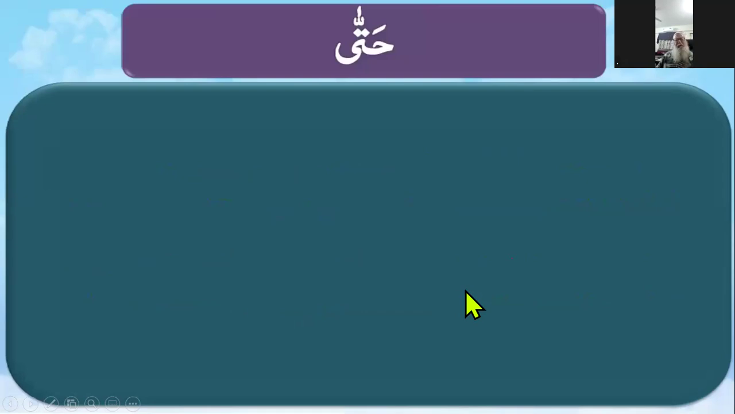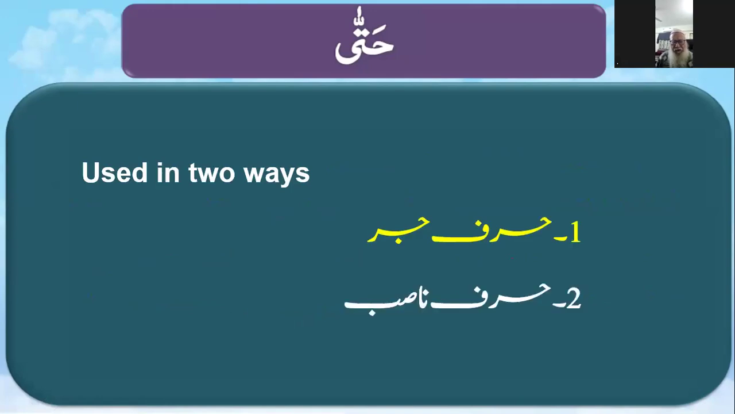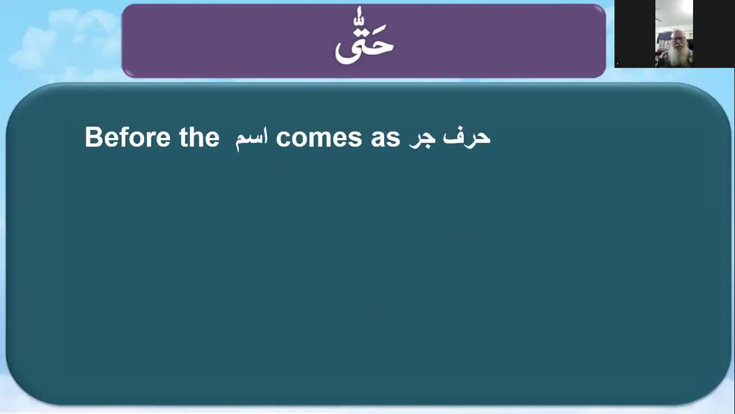Hatta. Hatta is a very different word. It comes as a harf jar. It comes as a harf nasb, giving the nasb. It also comes as a harf ataf. It has three functions, used in two ways: harf jar, harf nasb, and the third one is harf ataf. Here we will take only two, harf jar and harf nasb. Before an ism it comes as a harf jar. So it's easy. After it, if the ism is there and it is in the state of jar, we say it's a harf jar. Just like tamattau hatta hin. Look, hin is an ism and it's majroor, having kasra. Hatta hin. So hatta is here a harf jar.